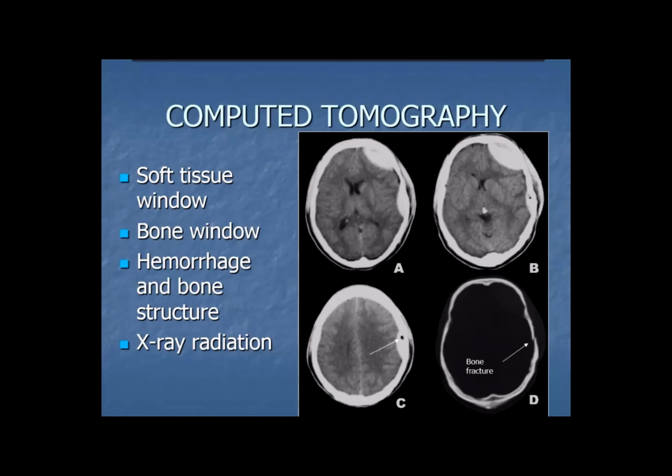It's computed tomography. This is a soft tissue window image. We can find the hemisphere and the brain tissue. However, the hematoma and the bone are bright. And this is the bone window. We can find the bone fracture, and the other tissue such as the soft tissue and the brain tissue is dark. The soft window and the bone window can display the hemorrhage and bone structure. However, the computed tomography, the CT, has some injury from X-ray radiation.